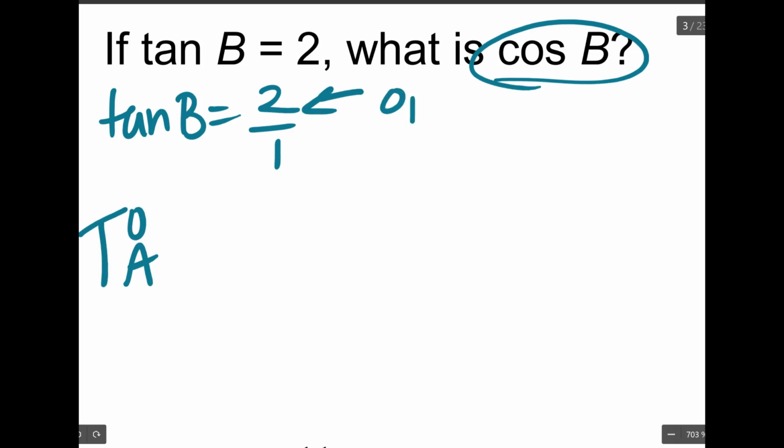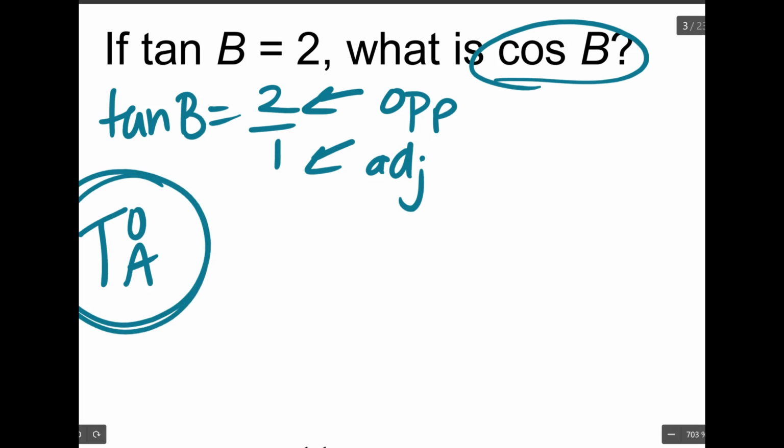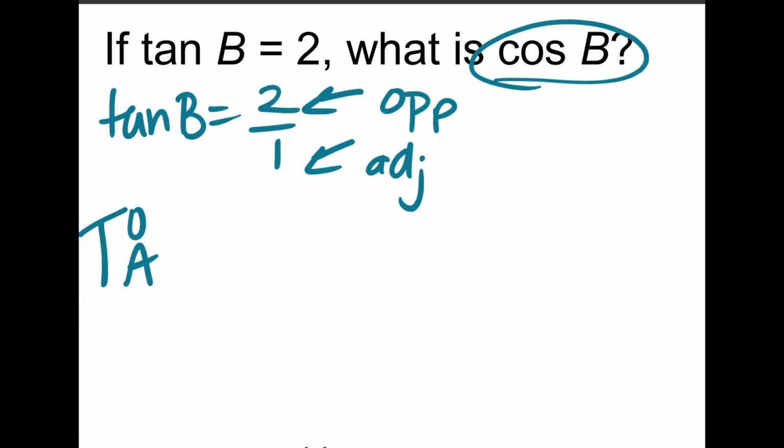Wait, how do you decide what angle that you're looking for? I'm not actually looking for an angle here. They gave us tangent of some angle equals 2, and I know tangent is opposite over adjacent. So if tangent of some angle is 2, that means the opposite is 2 and the adjacent is 1.